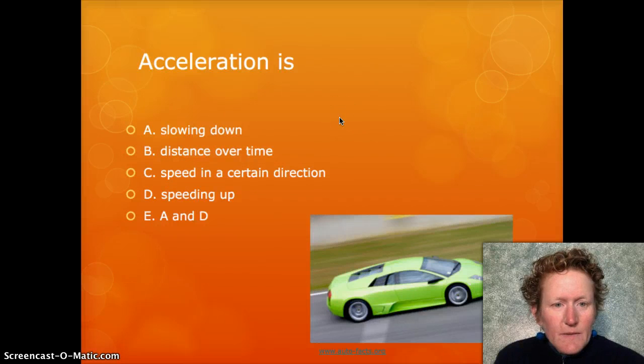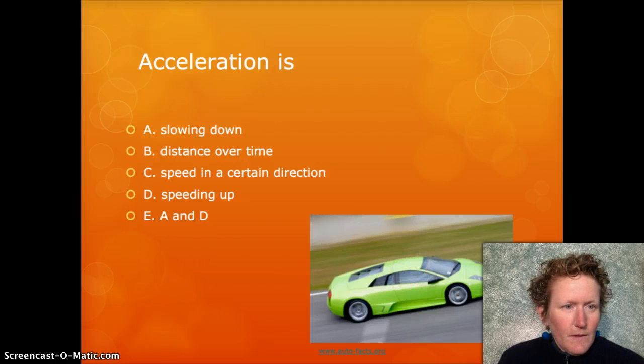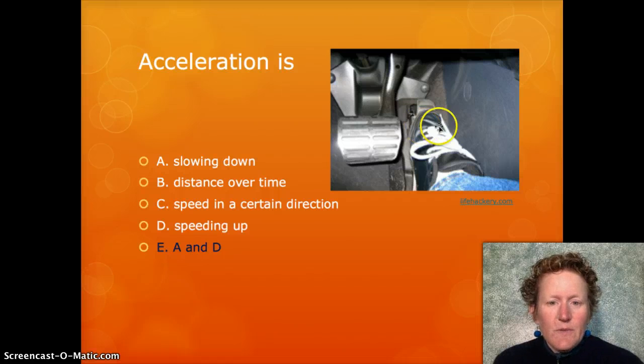Acceleration is slowing down, distance over time, speed in a certain direction, speeding up, A and D. Think about your car. You have two pedals in your car. If it's an automatic, one is for speeding up and one is for slowing down. So A and D, acceleration in your car is how fast you can change your speed.